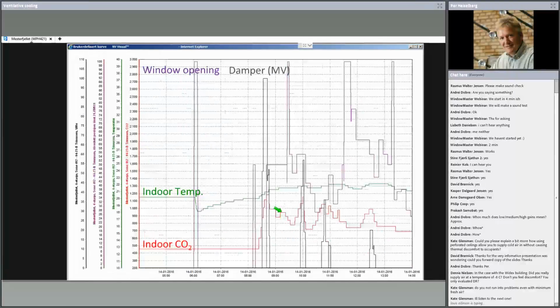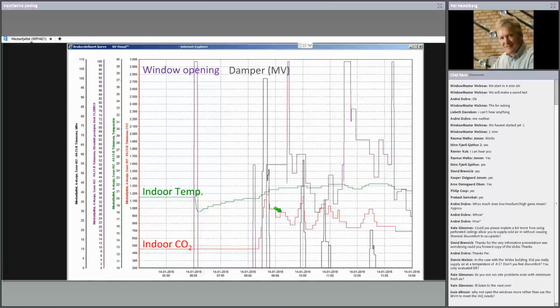So we can see that in a normal classroom, this is quite unexpected. Even though it's quite cold outside and we open the windows quite massively in order to reduce the CO2 level, we can still do that and do not have to use the heating system in order to compensate for the losses we have here.